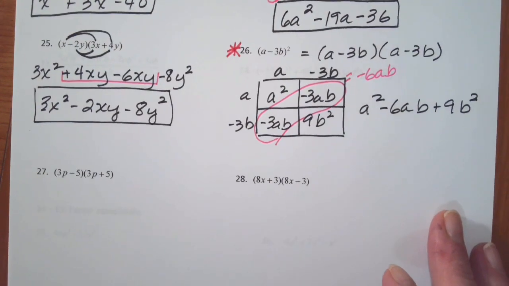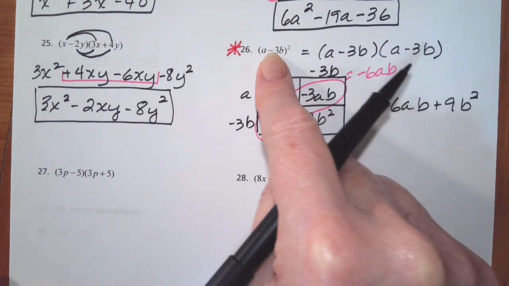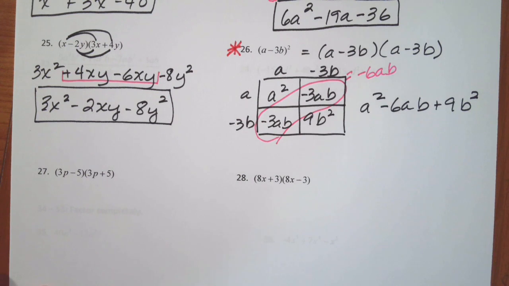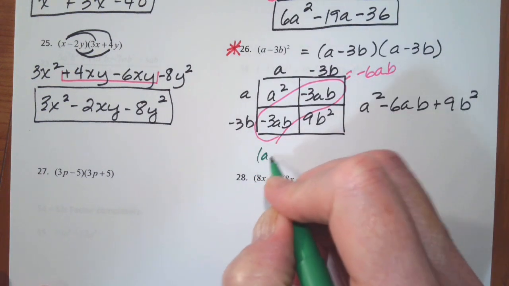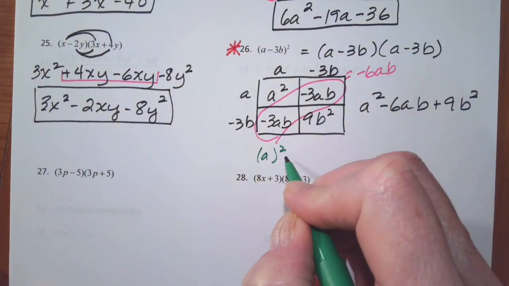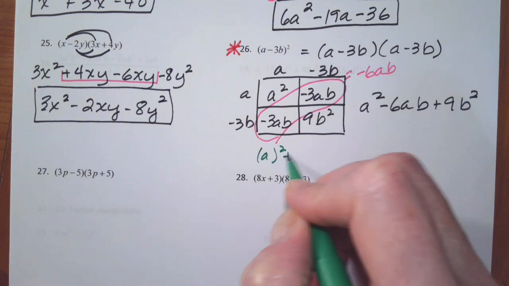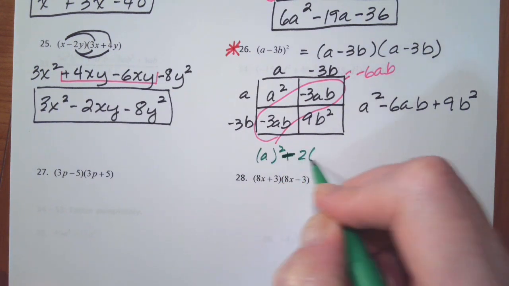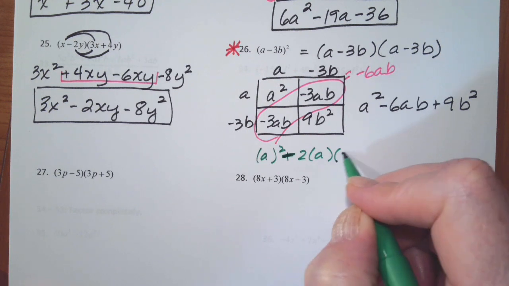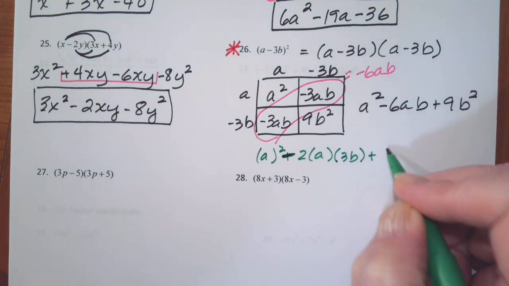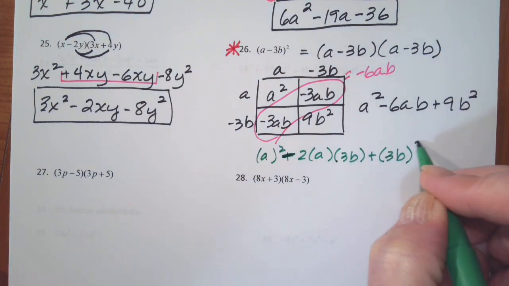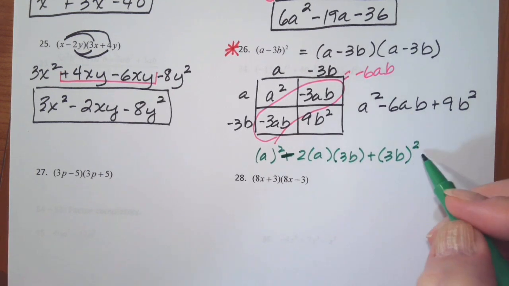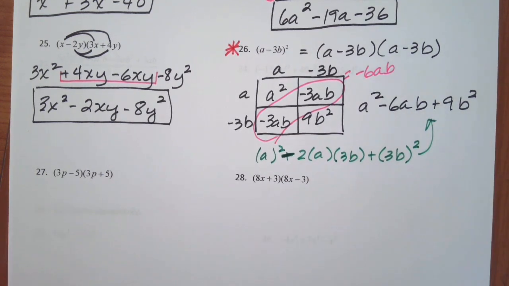Now, if you had recognized it as the pattern, you could have gone simply from here down to here with the first term squared, minus 2 times the first term times the second term, plus the second term squared, which gives you exactly the same thing.